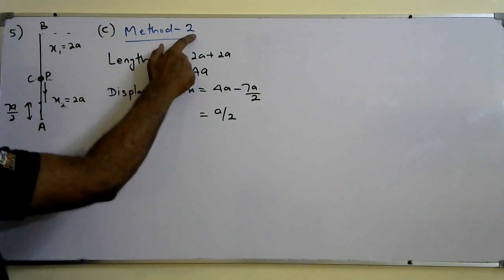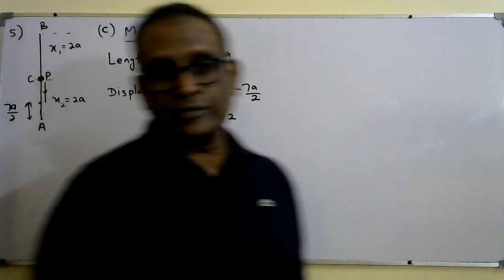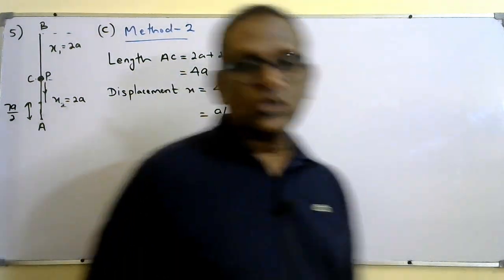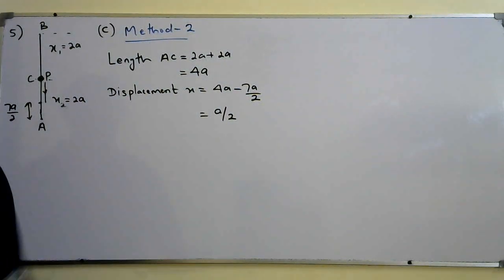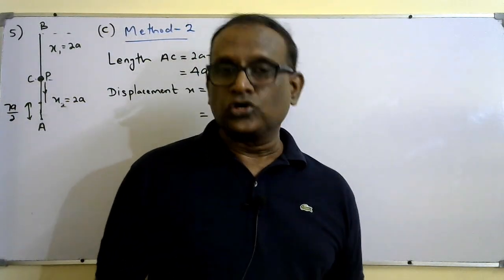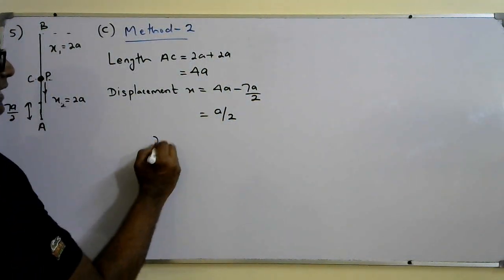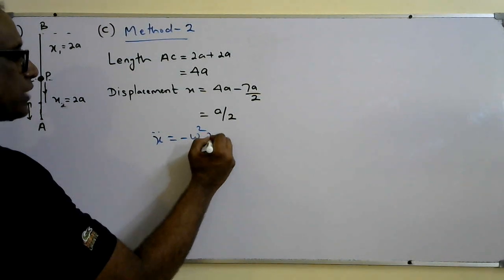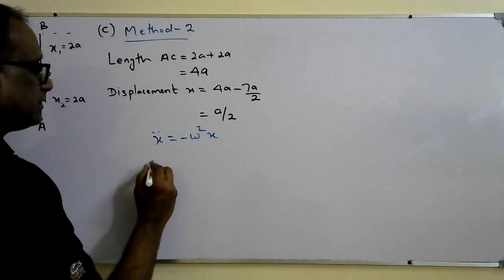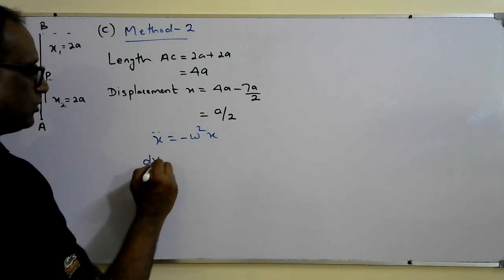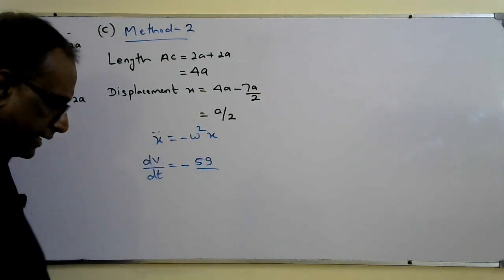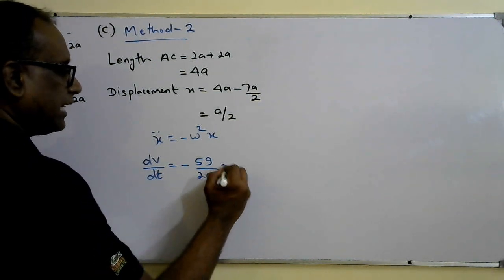Okay, so part C, method 2. For that also I need the displacement, because I told you in simple harmonic motion all the displacements are measured from the equilibrium position. So same as earlier, the displacement is A by 2. But here I am not going to use the equation v squared equals omega squared into A squared minus X squared. I am going to use the basic equation x double dot equals minus omega squared x. We know omega squared is 5g over 2a, so I can write dv over dt, that's acceleration, equals minus 5g over 2a x.